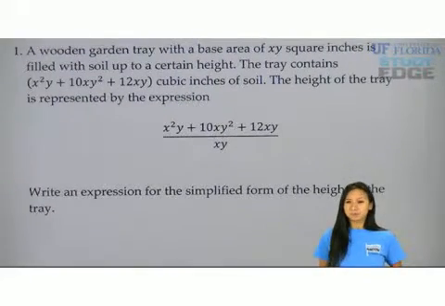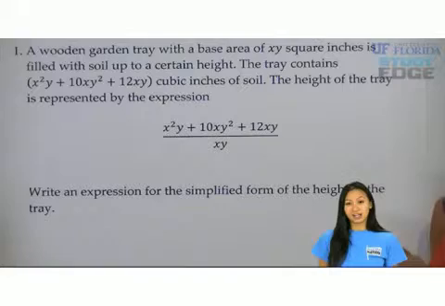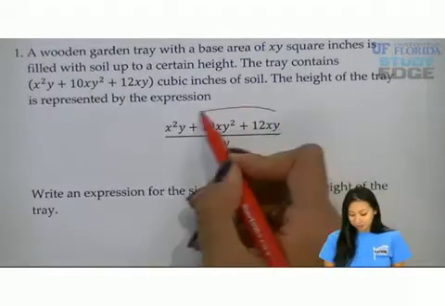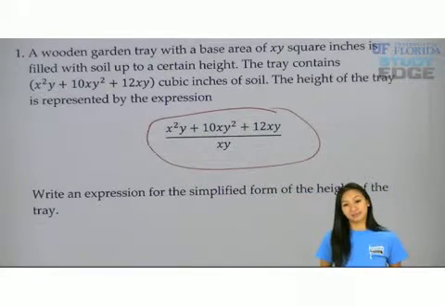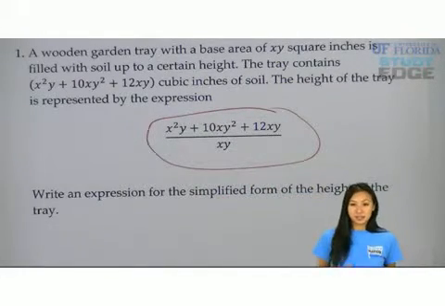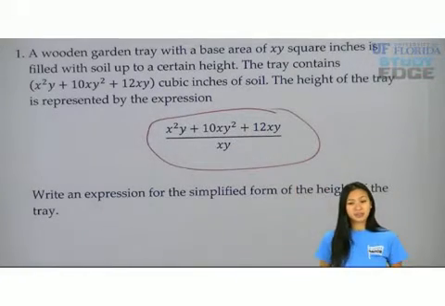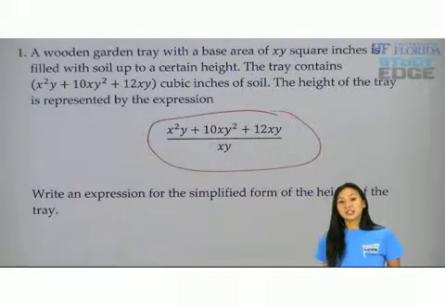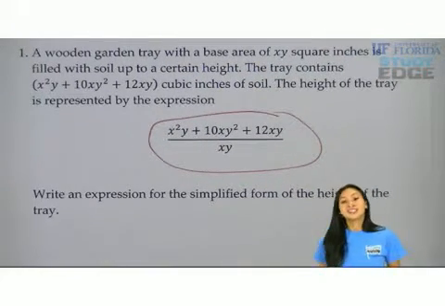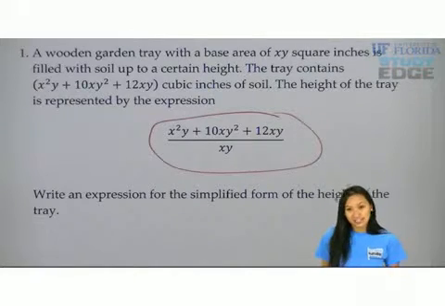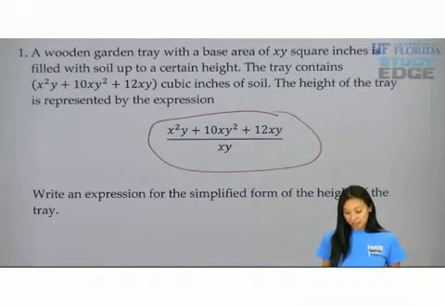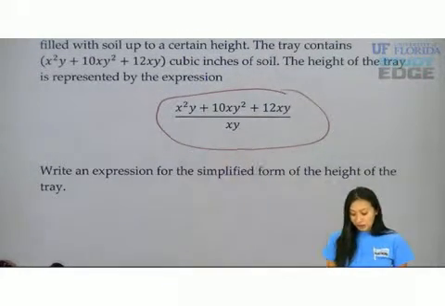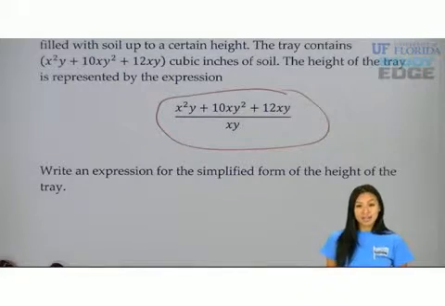All right, so looking at this problem, it looks like a lot of information. But actually, all they're really concerned about is this equation right here. A lot of times, for problems like this, they're really worried about that expression they give you. They want you to simplify. The stuff about the garden tray and the soil and the cubic inches, that's just extra information to trip you up. So don't get intimidated. Just jump right in. Write an expression for this simplified form of the height. So I need to simplify that. That's all it's asking us to do.